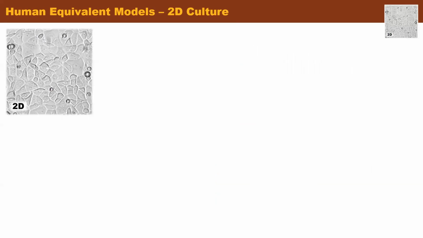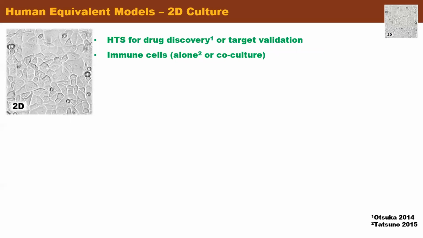Let's explore 2D cultures first. Perhaps the biggest advantage of 2D models is the potential for design of high throughput screening assays for drug development or validation of novel therapeutic targets. In addition to keratinocytes, other skin cells can be cultured in 2D and assessed for atopic dermatitis-like characteristics, including immune cells. Co-cultures of different cell types are useful to define heterotypic cell interactions.